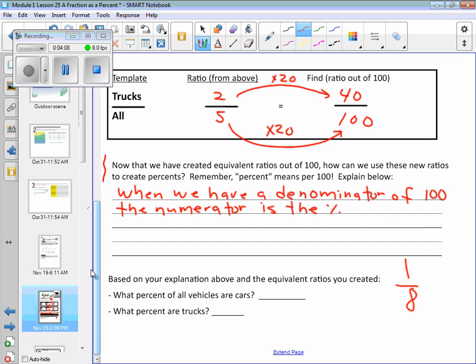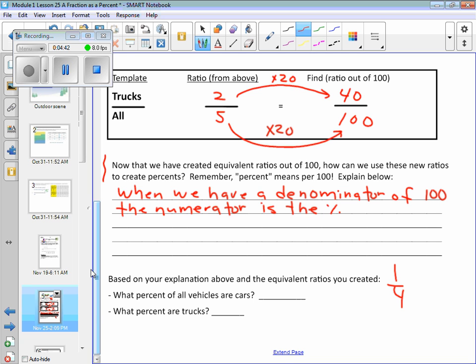But any time that you have a denominator that's a factor of 100, in this case it's fifths, you can also do fourths, tenths, 20ths, 25ths, 50ths, because it goes into 100 evenly. Okay? There are many fractions that are not factors of 100. And for that, I'll show you an alternative method.